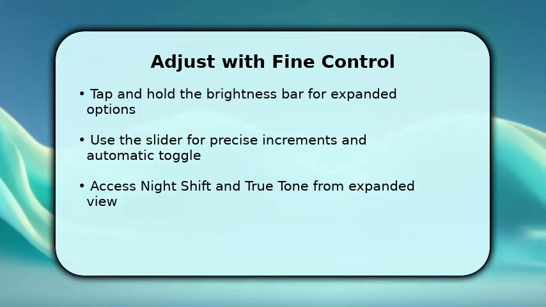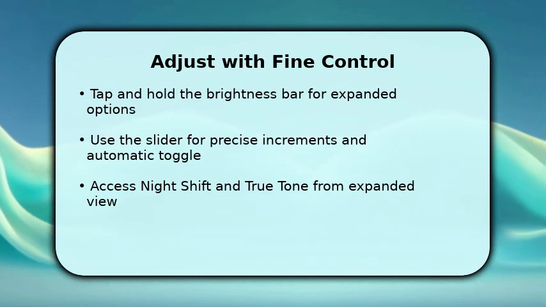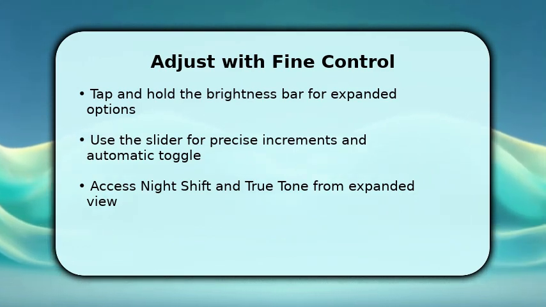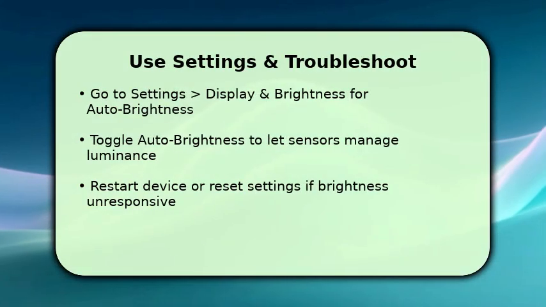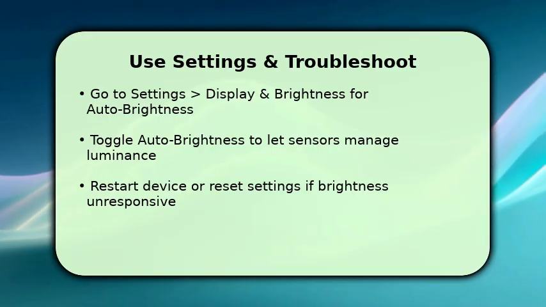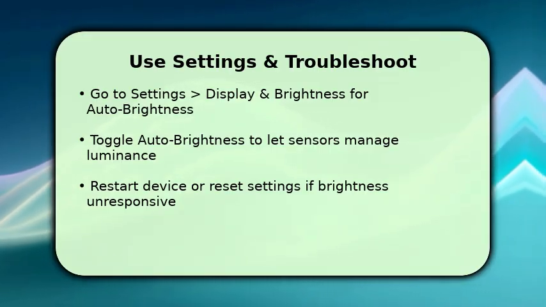Finish in Settings. Open Settings, then Display and Brightness to enable or disable auto brightness. This uses ambient sensors to adjust luminance automatically. You can also set dark mode or schedule night shift here to reduce eye strain.